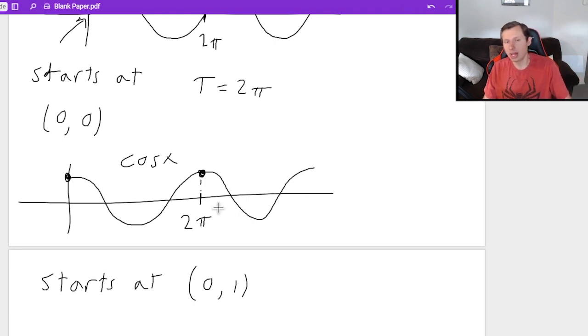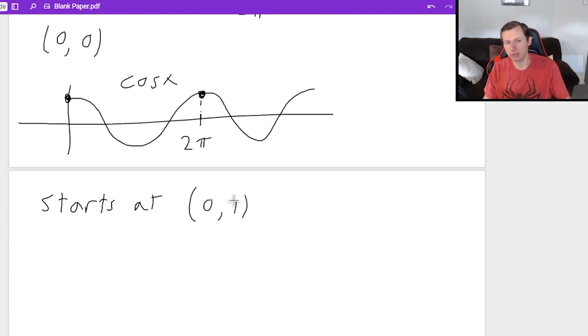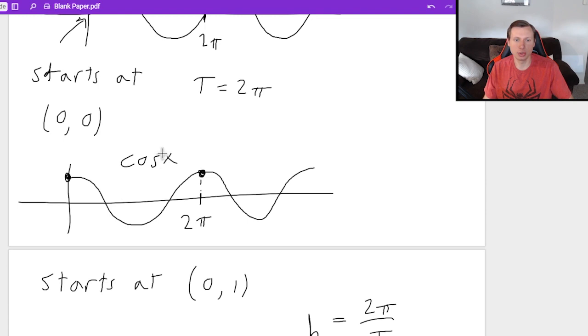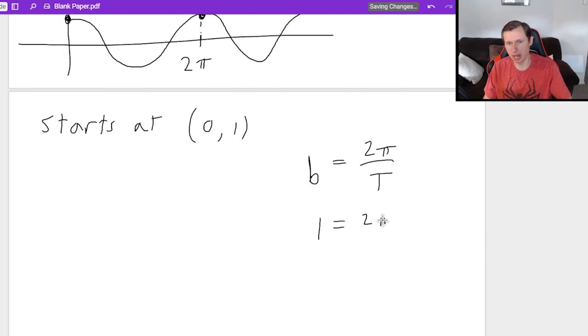And the reason for that is we did follow the formula. What's the formula? Well, b equals 2 pi over T. And if you look at this equation, I know you don't see it, but b is just 1. It's an invisible 1 in there in the equation. So then 1 equals 2 pi over T. Multiply by T.